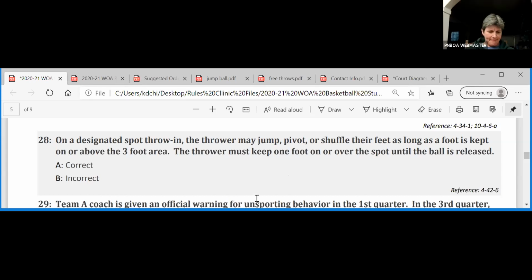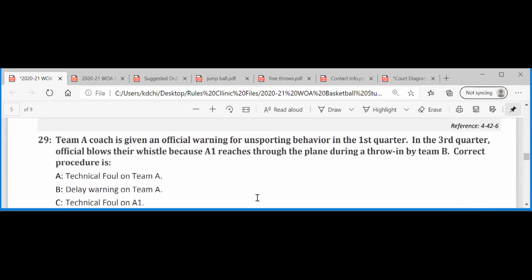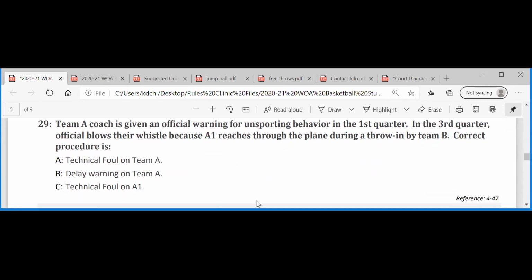Carl, you're up. Okay. 29, Team A coach is given an official warning for unsporting behavior in the first quarter. In the third quarter, official blows their whistle because A1 reaches through the plane during a throw-in by Team B. The correct procedure, I believe, is a delay warning on Team A because it's a second occurrence. I just wrote down second occurrence is A.